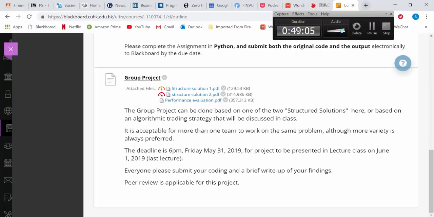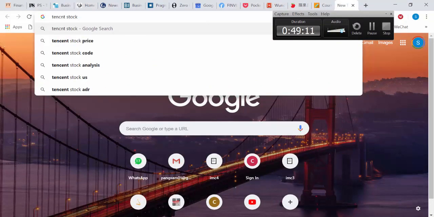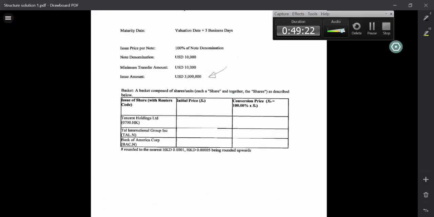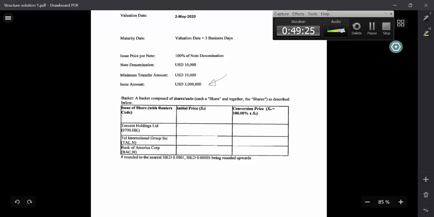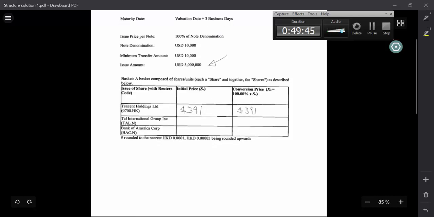Has it been doing well? Okay, around 309. So just rough, almost exactly $50 US. Okay. So on your start date, you have to define the initial price, 391. And then the other two, I don't know what they are. Okay. This conversion price, I find it a bit funny because you multiply the initial price by 100%, you get the same thing. But anyway, so that's that.